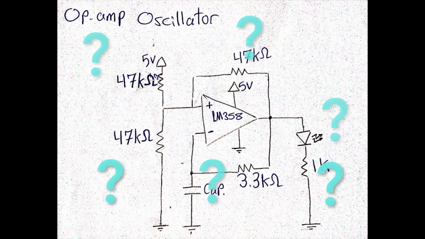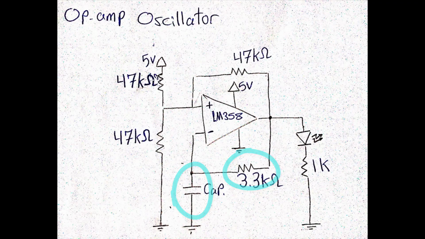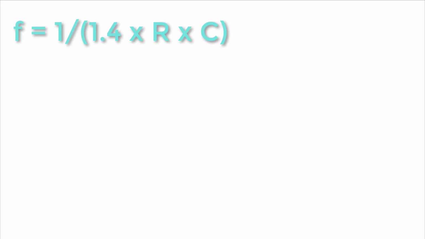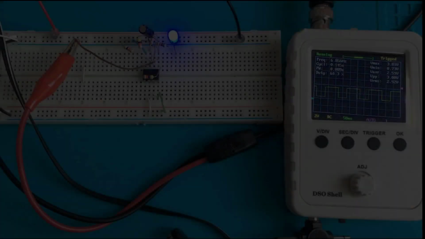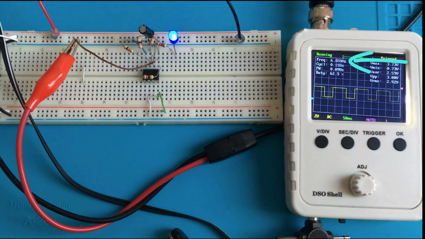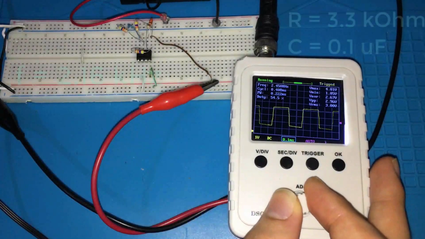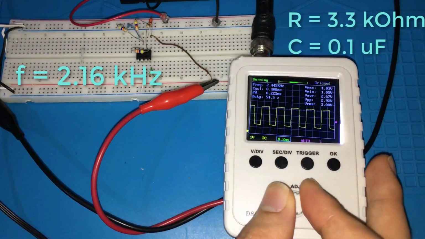Well, since the oscillator depends on this RC circuit, we can approximate the output switching frequency using the time constant formula. For the sake of demonstration, I've chosen 10 kilo ohm and 10 microfarad for the RC network. And by applying the formula, I should be getting something around 7 Hz. Okay, now it's time to see how this oscillator circuit will perform. Of course, you can achieve higher frequency by lowering the values in the RC network.